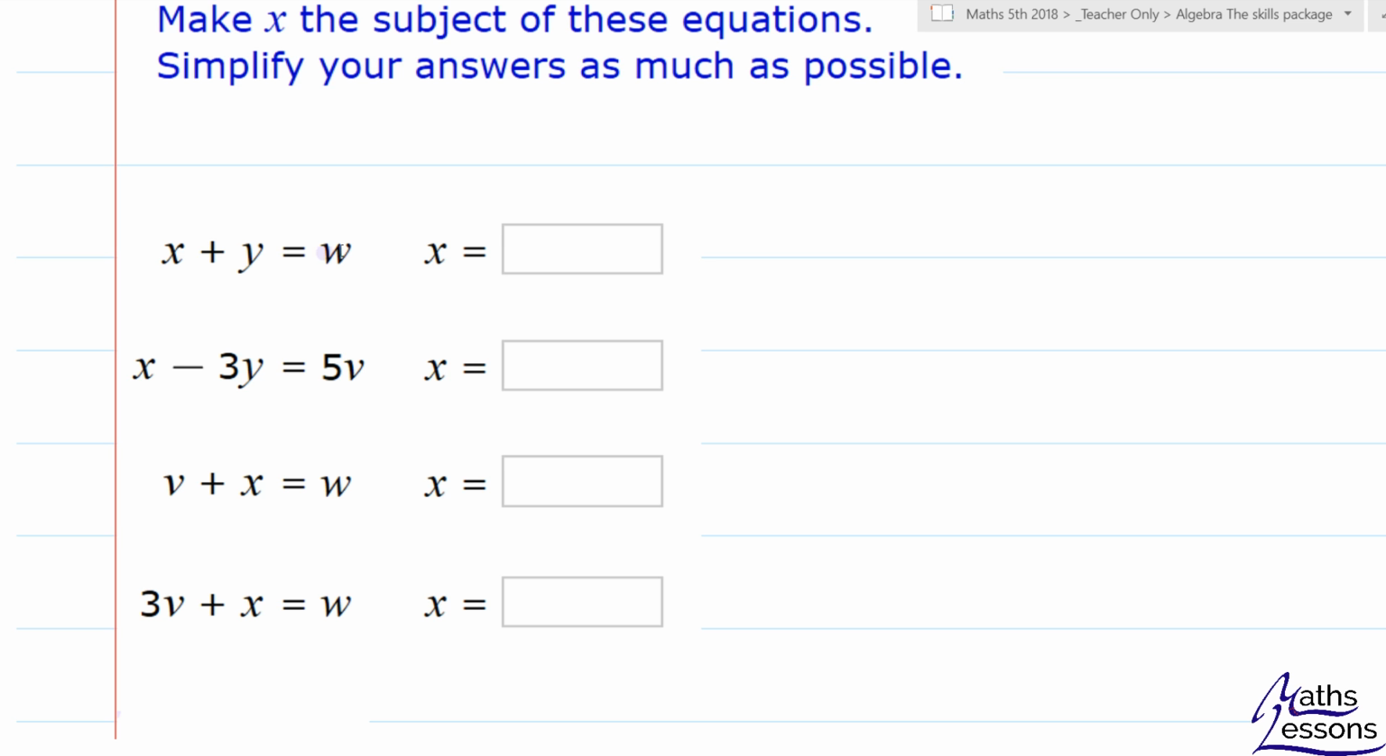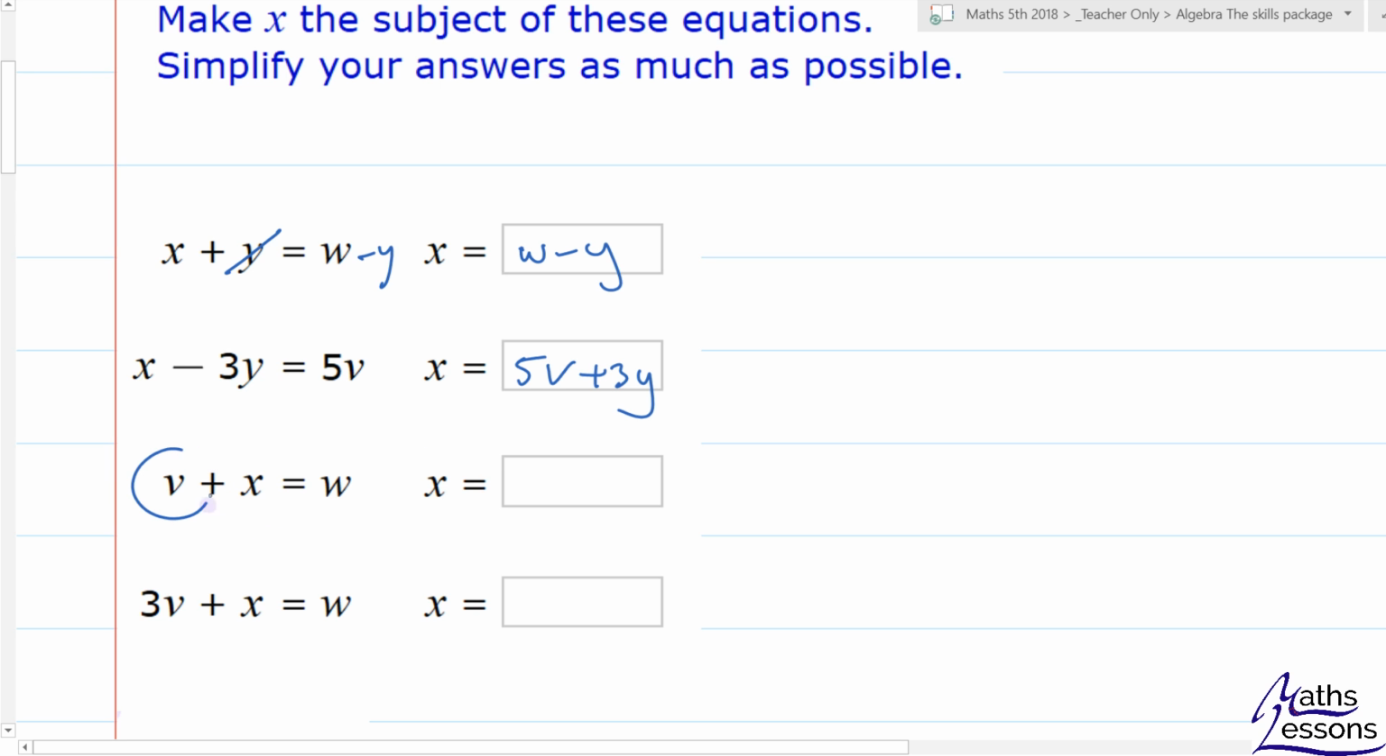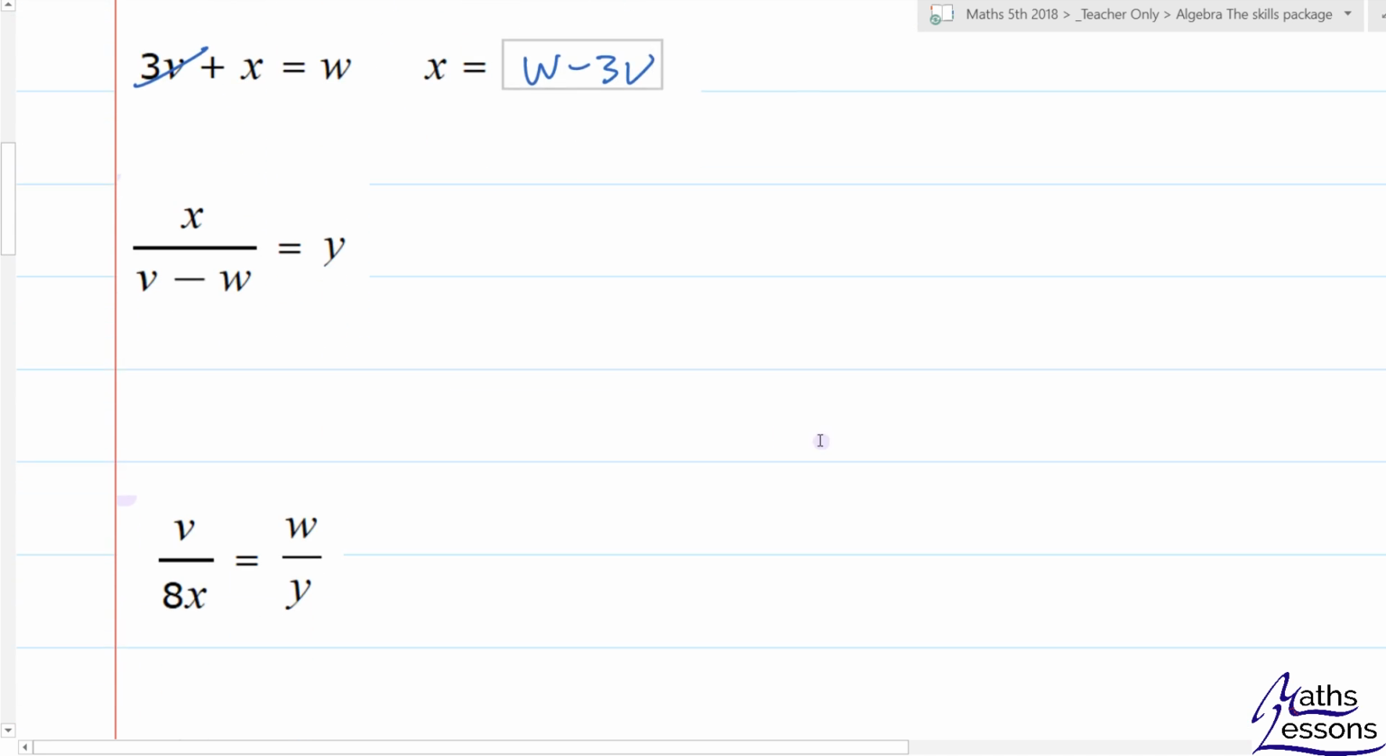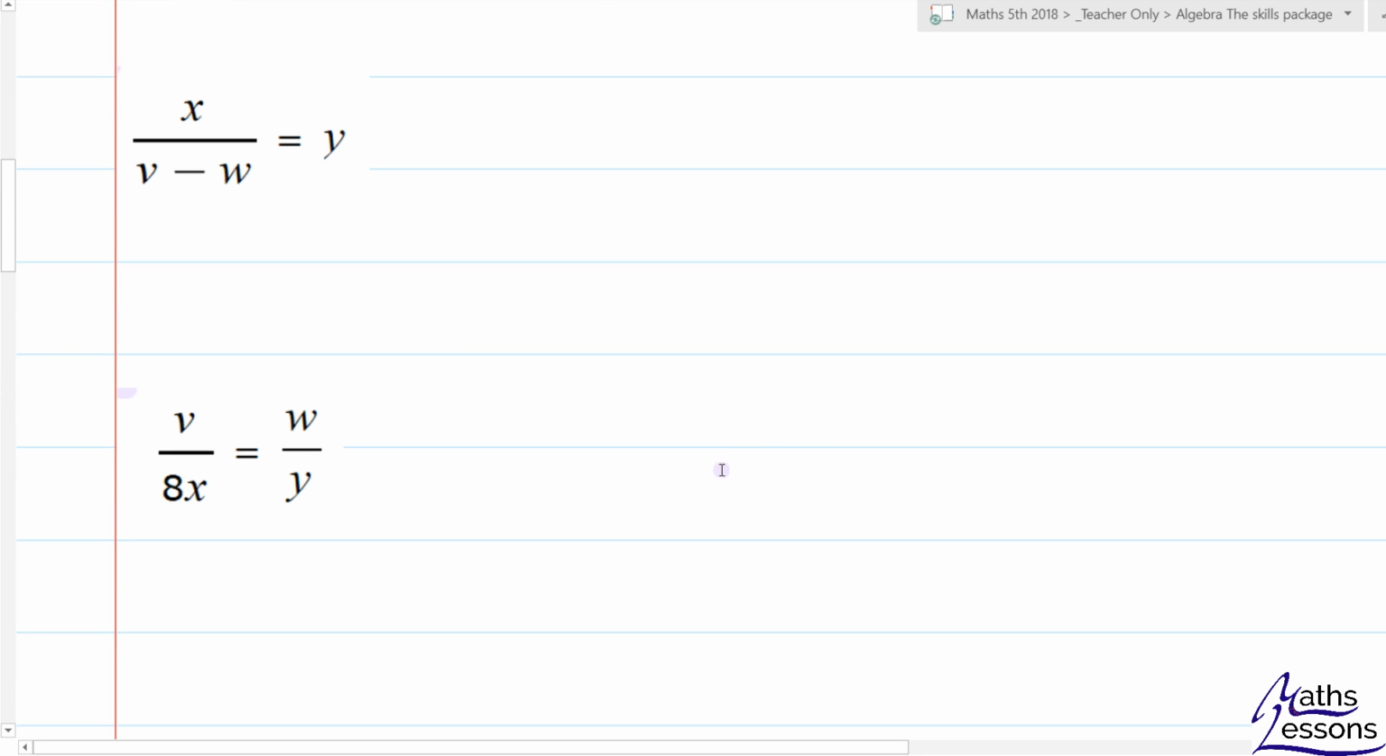So we make x a subject. All we do is take a y away from this side, and then take it away from the other side. So we get w minus y. Then this one we just add 3y. So we get 5v plus y. This is what it's going to take off the v. So take away v from this side. So we get wv. Take away the 3v, and we get wv. Don't worry, they're going to get much harder. Okay, both of these are straightforward.